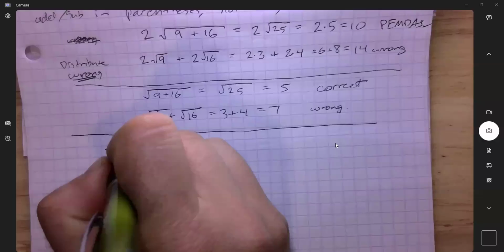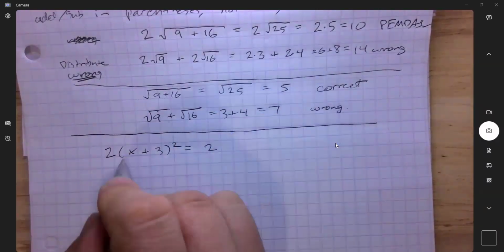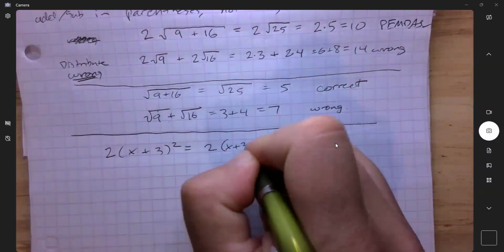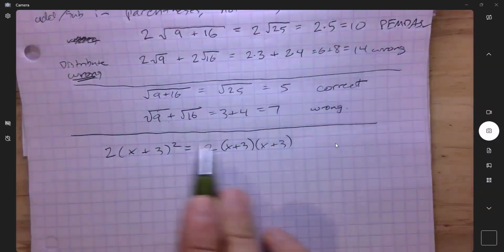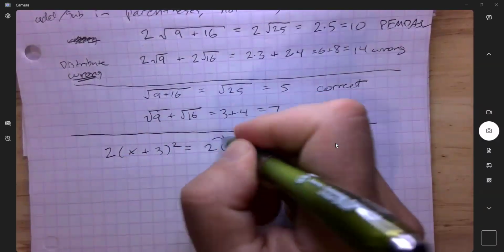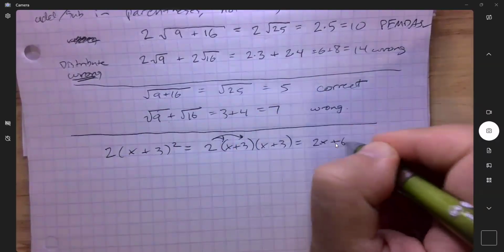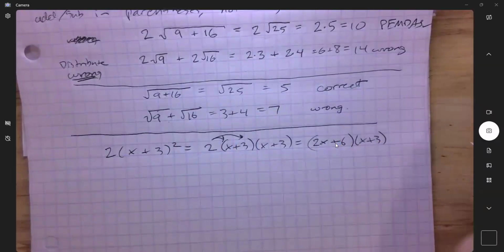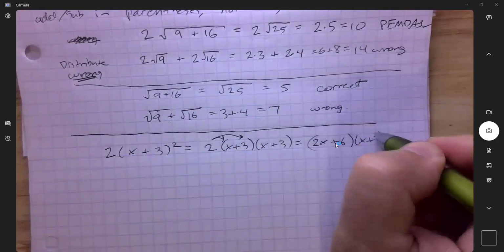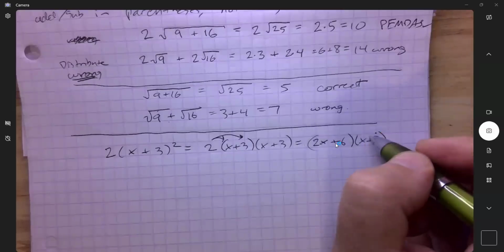If I have 2 times x plus 3 squared, and I want to get rid of the parentheses, I'm going to have to write the x plus 3 squared as x plus 3 times x plus 3. Now that I don't have a squared, I can distribute that 2 here and here, and I get 2x plus 6 times x plus 3. And now I can do a double distribution, or a FOIL, which we're going to come back to.